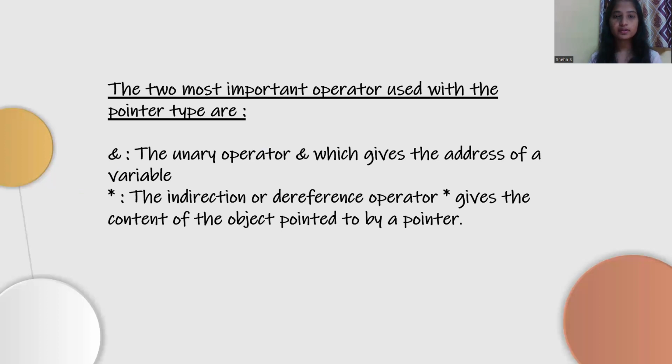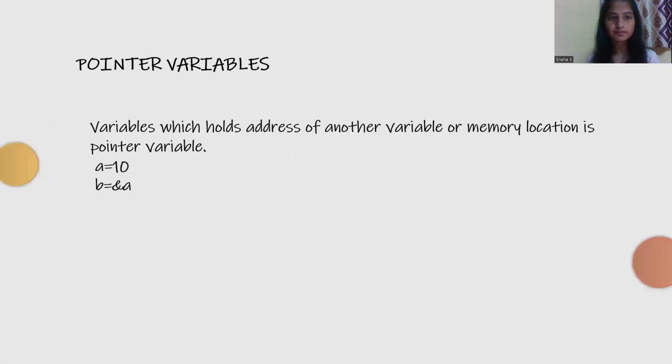Next, there are two more and most important operators used with the pointer data types, that is & and asterisk. The & operator is also called the unary operator in case of pointers. It gives the address of a variable, whereas asterisk, which is the indirection or dereference operator, gives the content of the object pointed to by the pointer. So what are pointer variables? Variables which hold the address of another variable or memory are called pointer variables.